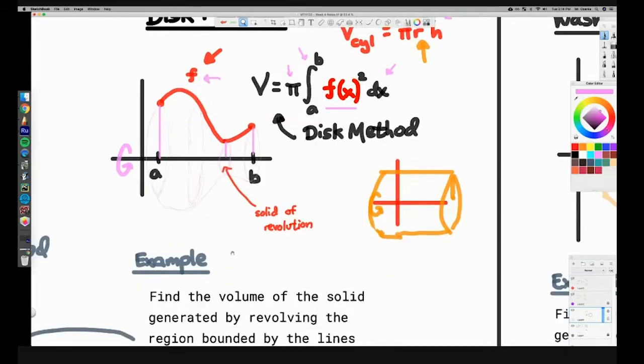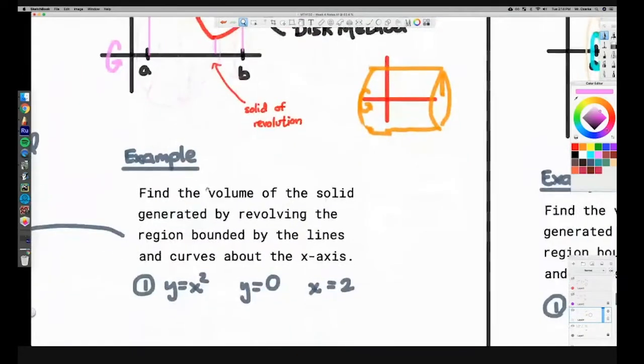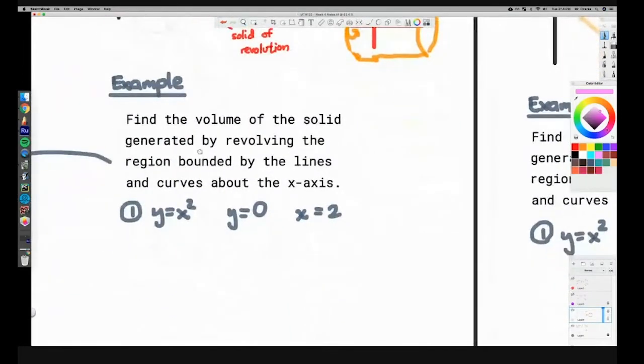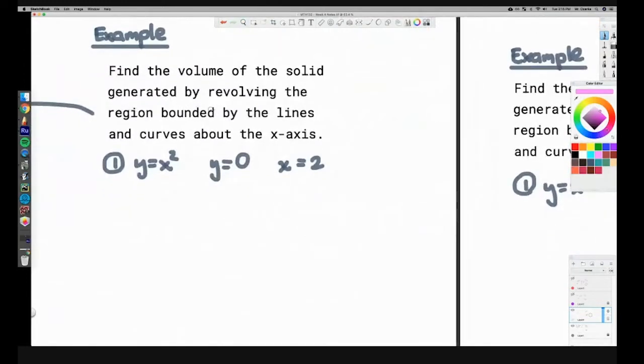But all right, so let's do an example because this is still very complicated, and an example could help tighten the screws a little bit. It says, find the volume of the solid generated by revolving the region bounded by the lines and curves about the x-axis. So here's a curve, here's a line, and then here's another line, a vertical line. So what we're going to do is graph all of this to figure out the region that's bounded by all these three things.